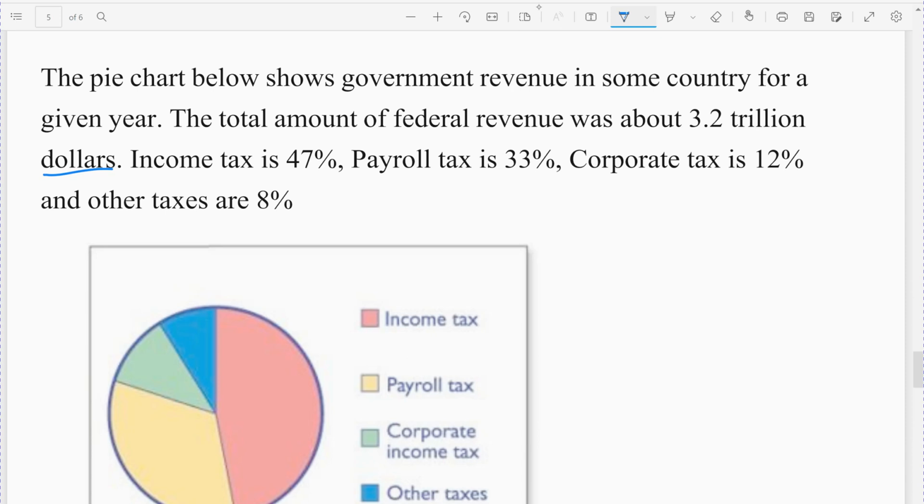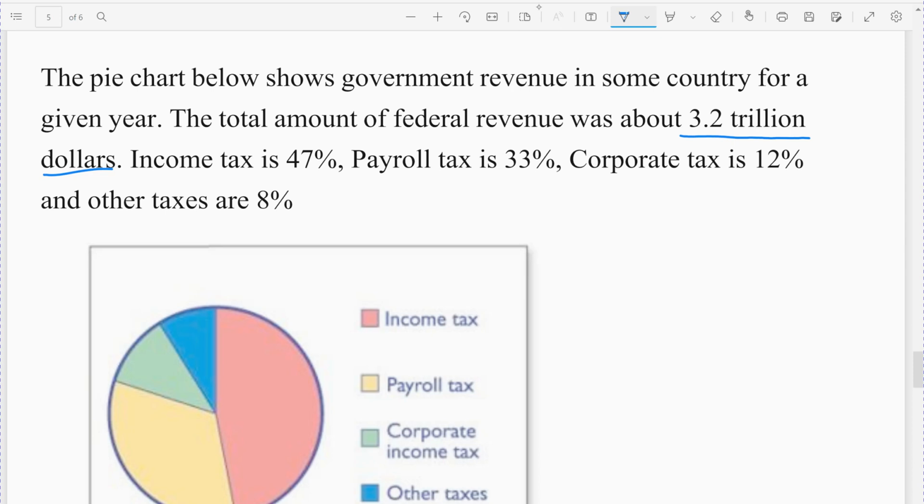All right, so the total amount of federal revenue, which again comes from taxes, the amount of money the government spends is paid for by your taxes. The total federal revenue for this particular country was $3.2 trillion. That $3.2 trillion comes from taxes. 47% comes from income, taxing what you make. 33% comes from the payroll tax. The corporate tax is 12%, and then other random taxes is 8%.